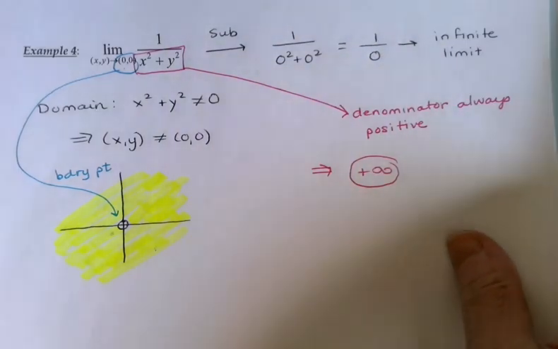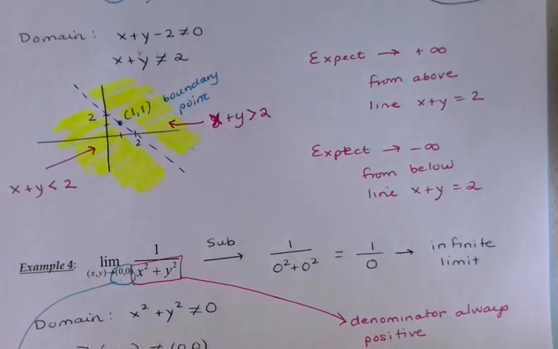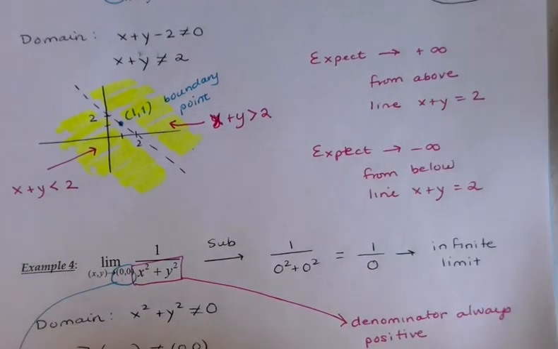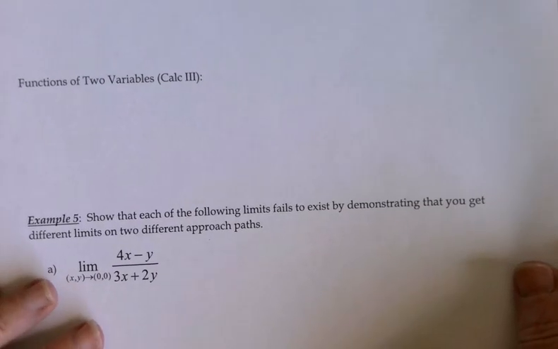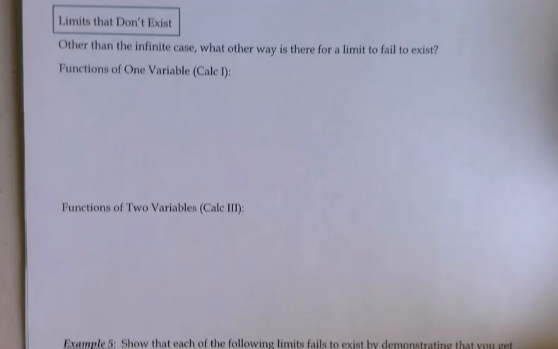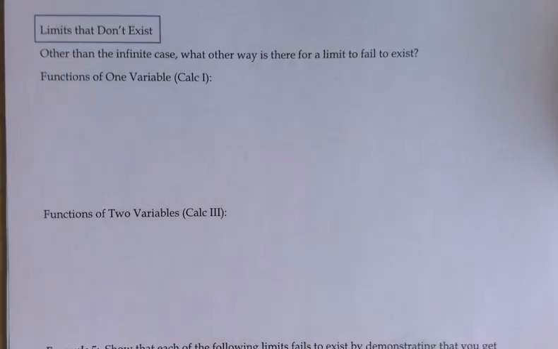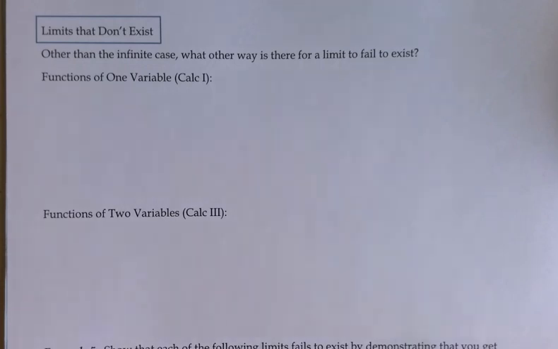All right, so that's two situations. One, again, was what happens when we have an indeterminate form, 0 over 0. That's when we do some algebra. Two was, what if we get a non-zero number over 0? That tells us infinite limit. There's a third possibility. Sometimes we have limits that don't exist.